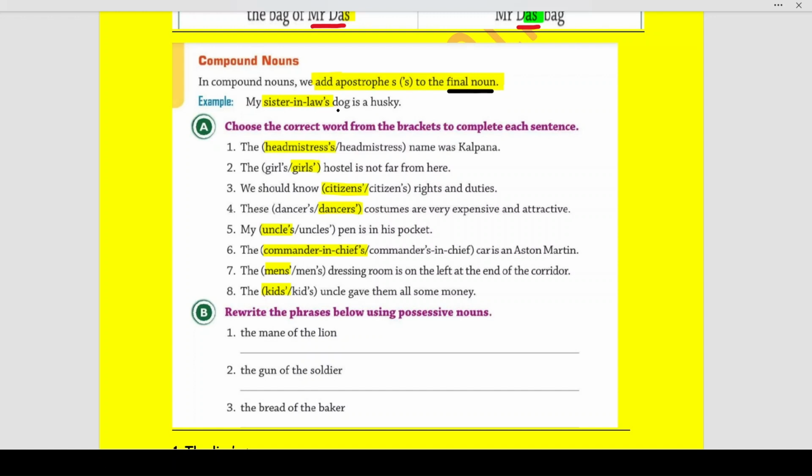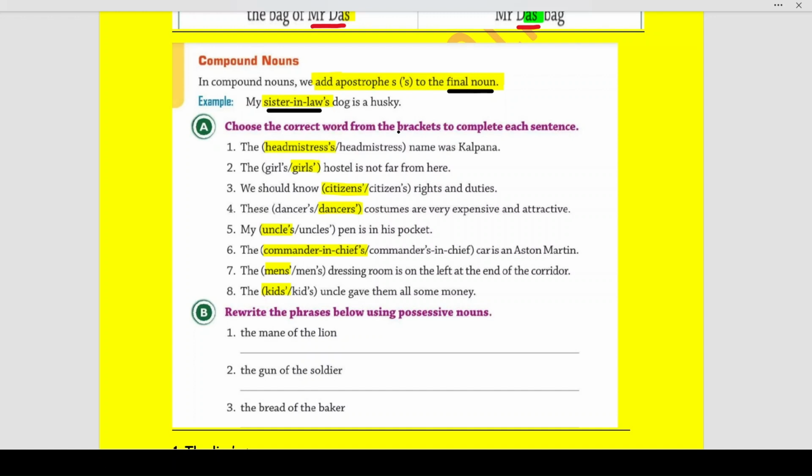My sister-in-law's dog is a husky. My sister-in-law is a compound noun. Why? Because it has sister also and law also. So where do we add apostrophe s? We add it to the final noun. The final noun is law. So we add sister-in-law apostrophe s.